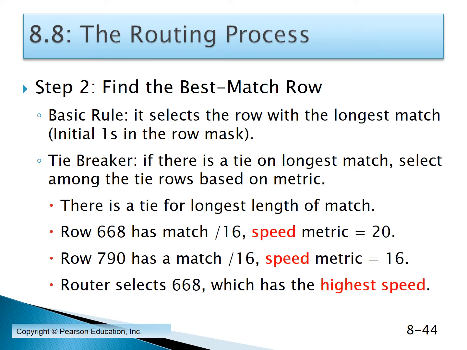So in this case, there is also a tie. Row 668 has a match of 16 bits, but the speed metric is 20. And then row 790 also has the same match of 16 bits, but the speed metric is 16. So in this case, the router will select row 668, which has the highest speed. So of course, you need to look at the meaning of the metric. If it's specified in terms of speed, then a higher speed is better. If it's specified in terms of cost or time, then the lower cost or shorter time is better.